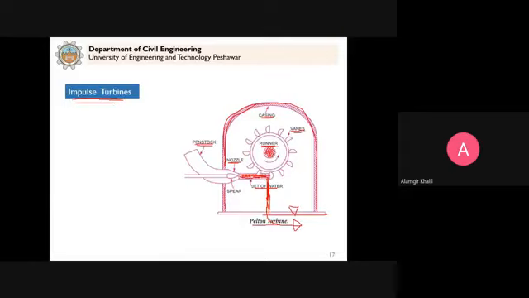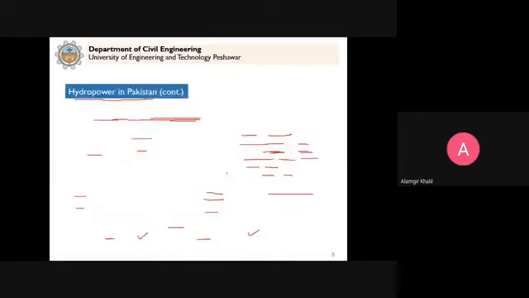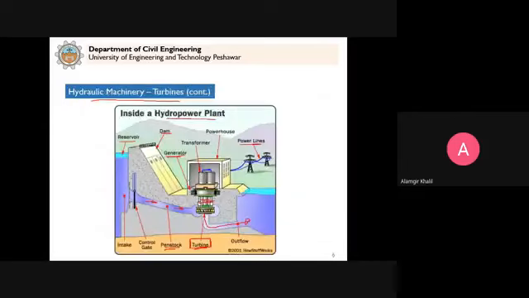The next thing is this spear or needle, which you can see here. So what is the purpose of this spear or needle? Remember that in powerhouses, sometimes the load on the turbine drops. This is the turbine. It is rotating at a constant speed by the supply of water, and it is producing electricity with the help of this generator, correct?